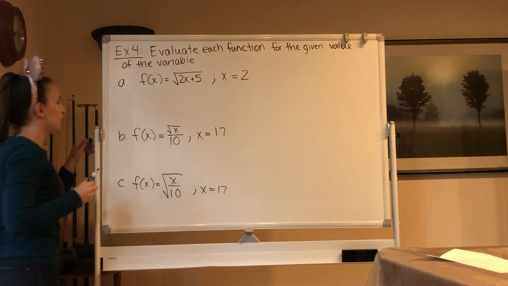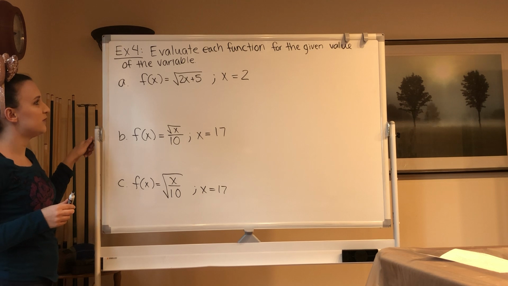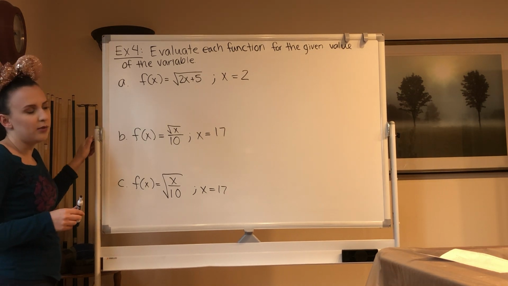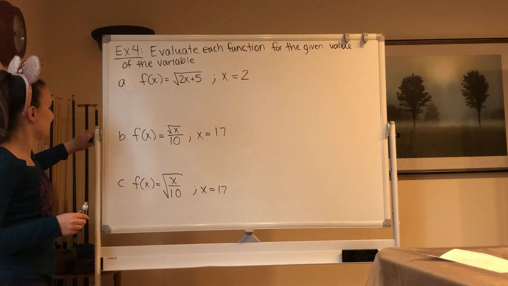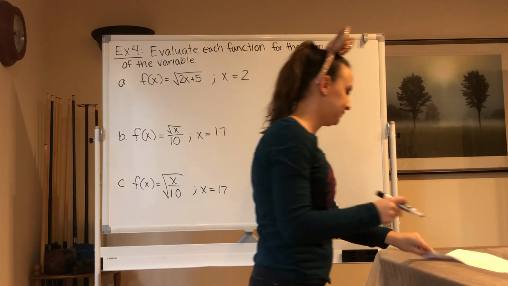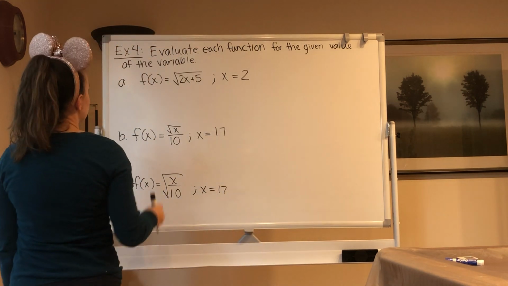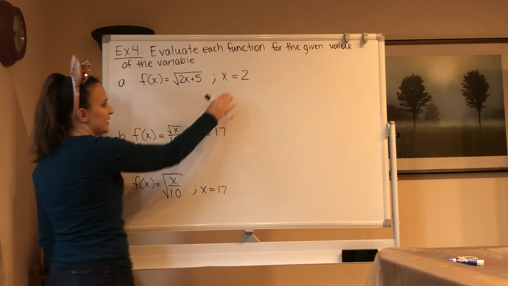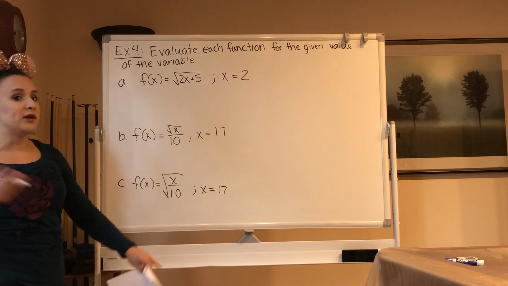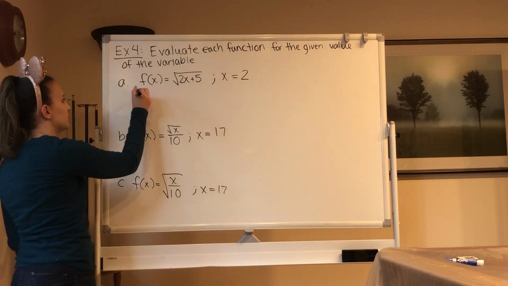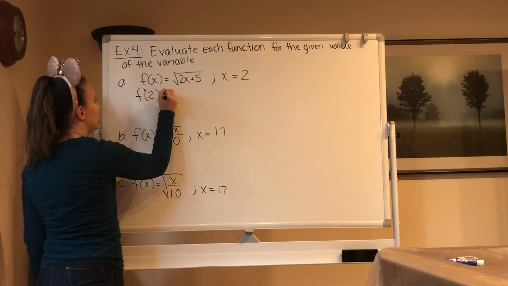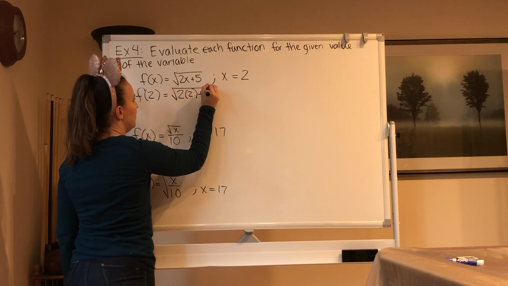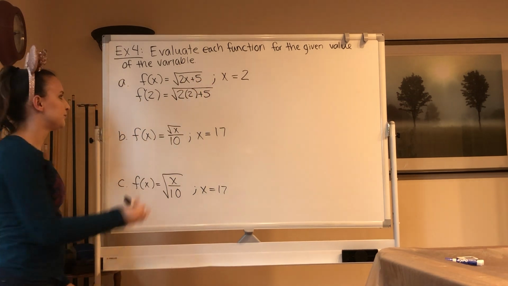Moving to example 4, now we are evaluating each function for the given value of the variable. So when you evaluate, you're just plugging in the number and seeing what your y value is, what comes out. Okay. So we have f of x equals the square root of 2x plus 5. It says x equals 2. It might also say, what is f of 2? That's the same thing. So f of 2 equals 2 times 2 plus 5.